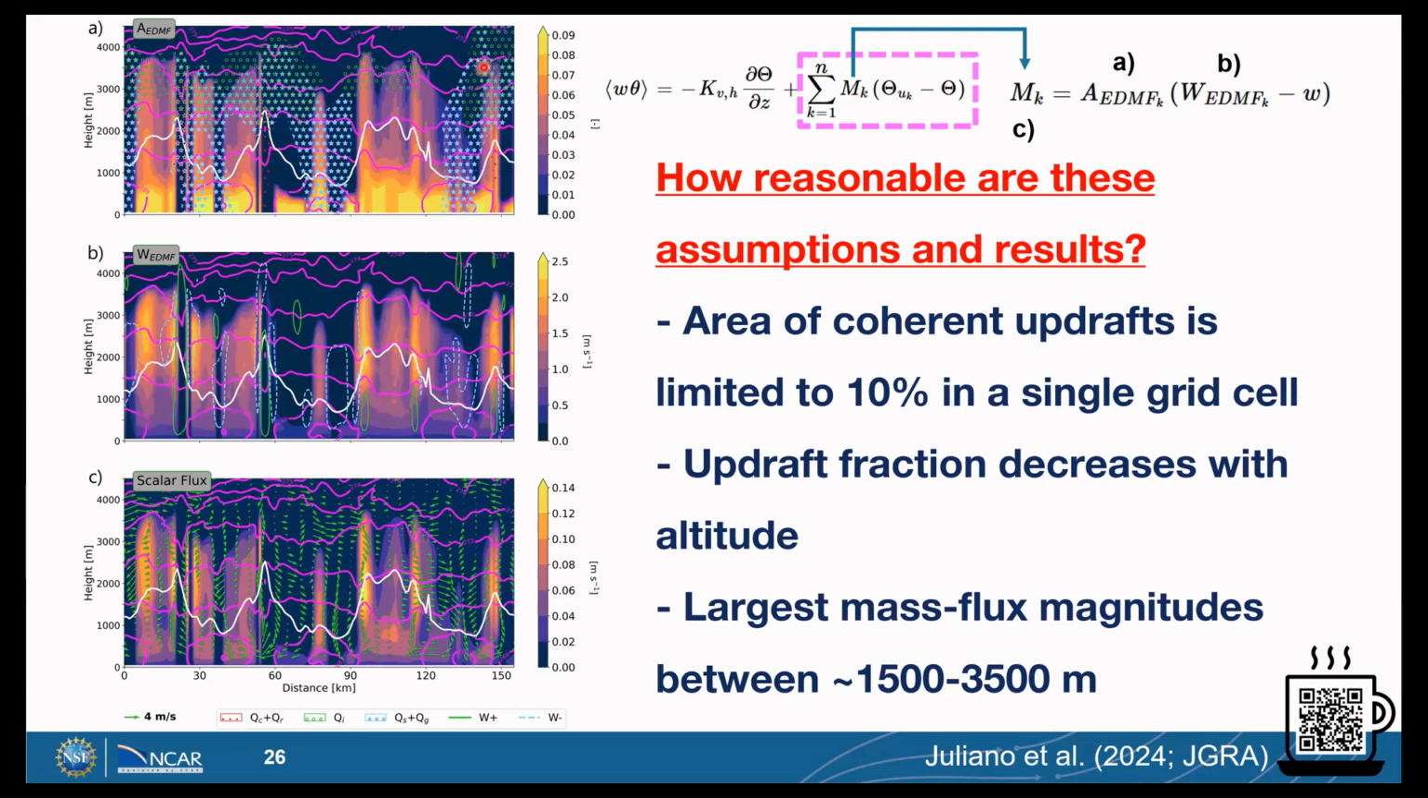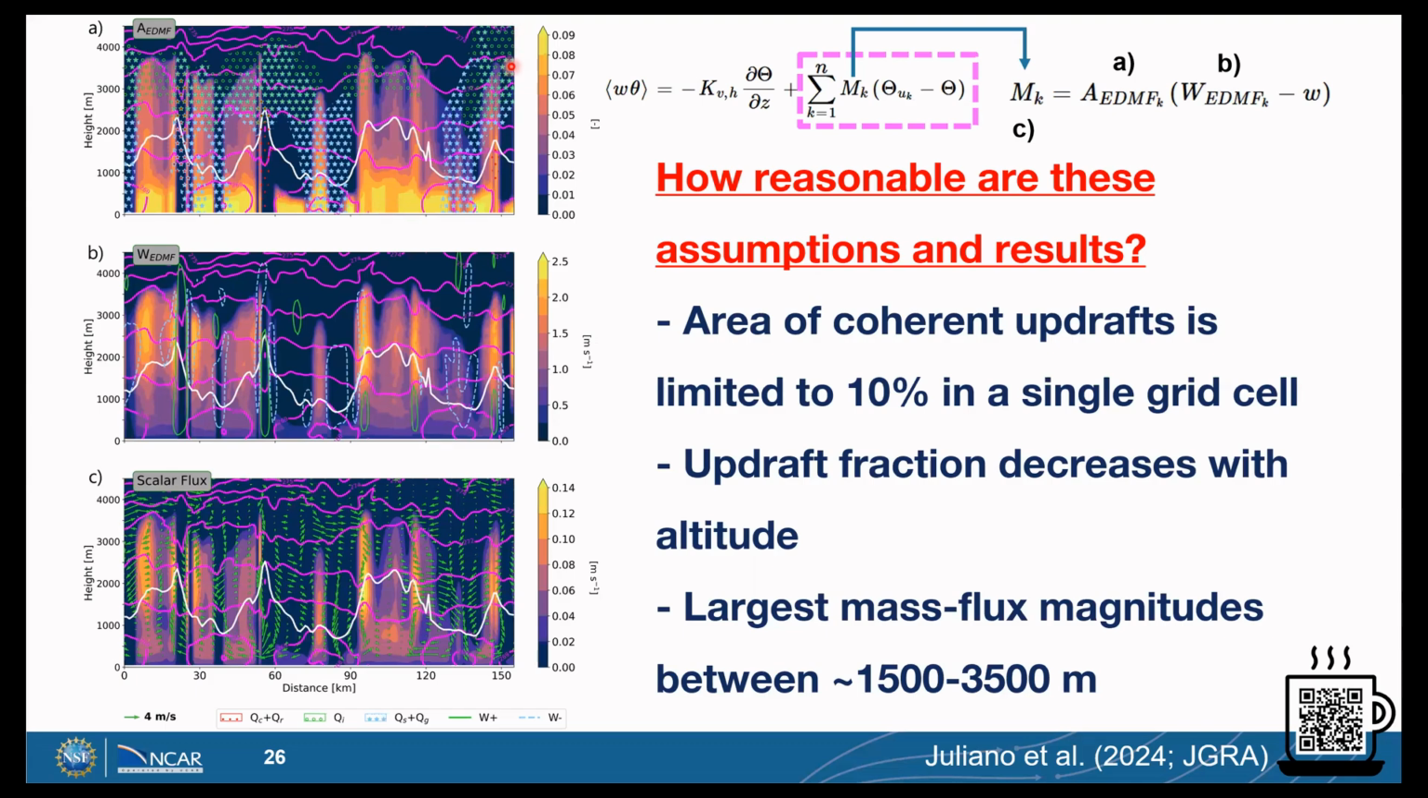And so we have that plotted here from the model outputs. So A, this is from the EDMF scheme. It's a mesoscale model, right? We're not resolving turbulence. This is A, and you can see that the values for the updraft fraction are, first off, the largest value is 10%.